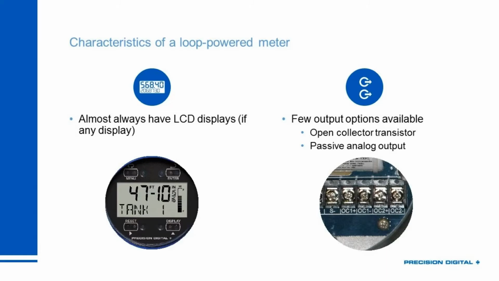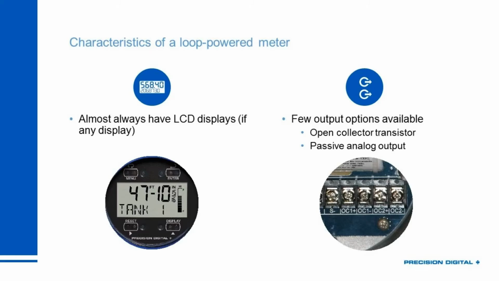Another feature you're going to find is that they have very few output options available. You don't have enough power in a loop-powered device to run an electromechanical relay or to provide an active powered 4 to 20 milliamp output. So generally what you'll see are open collector transistor outputs, which function similar to relays but are very low power. Instead of being able to switch, say, 120 volts at 3 amps, your open collector output may only be able to support 30 volts, and it may be as little as 20 milliamps or 150 milliamps.